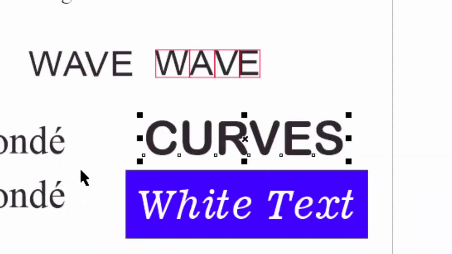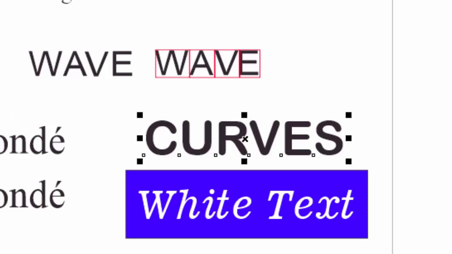Okay, let's look at curves. Text is text. We've already talked about that. Text is unique. It is not an object. It is not a bitmap. It is text. But sometimes we need to change that.